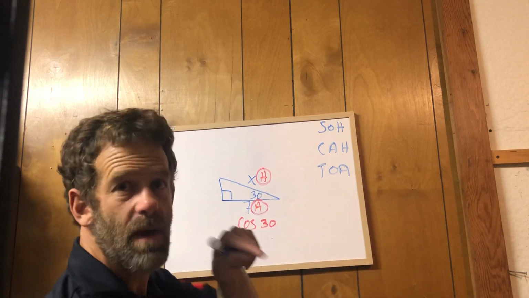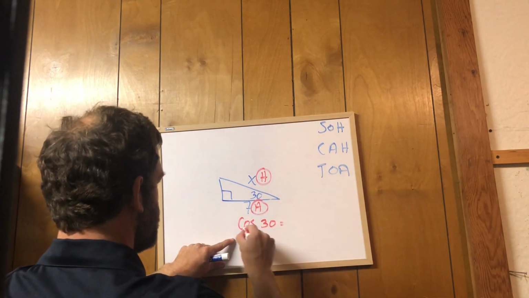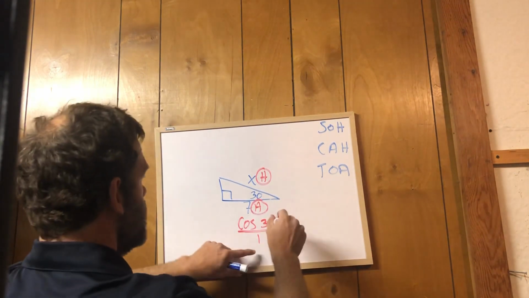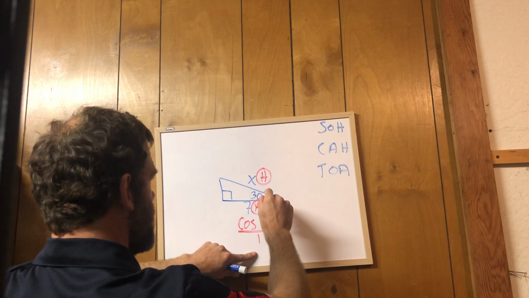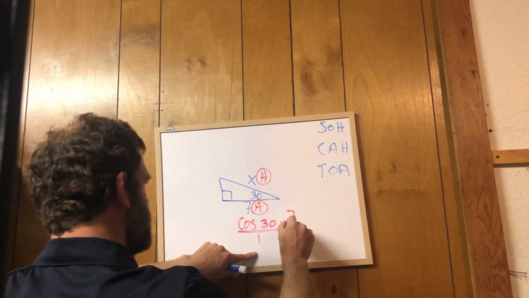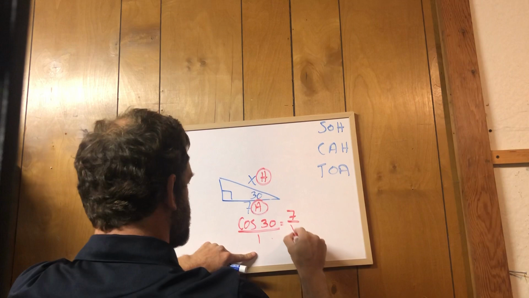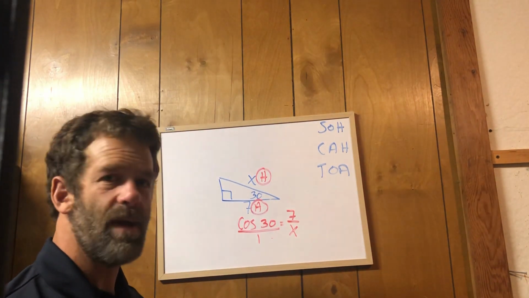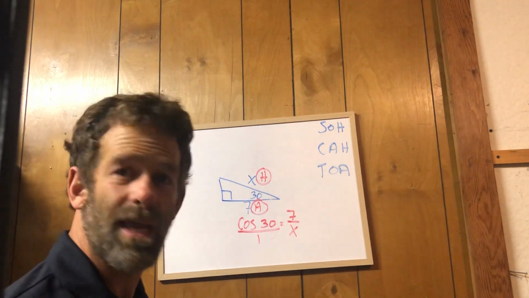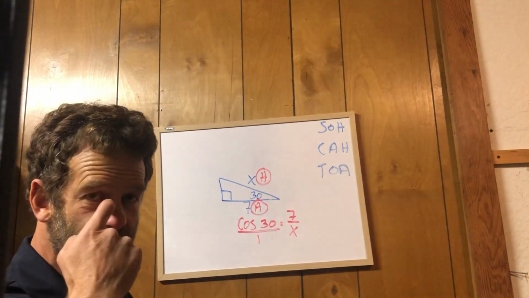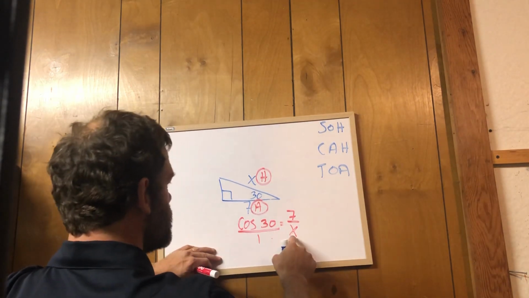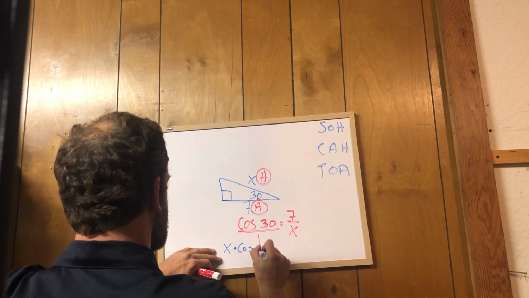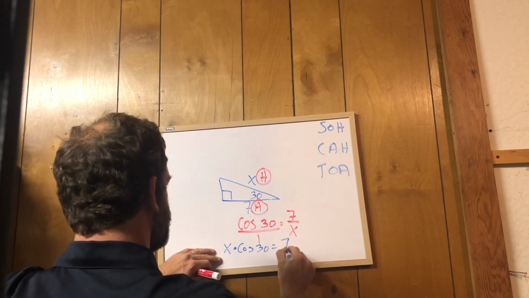Now I'm going to set up my proportion. Cosine 30, I'm going to put this over 1, because I know I have to cross multiply in a second. Cosine 30 equals adjacent, which is 7, over hypotenuse, which is X. All right, now this is my next step, I have to cross multiply. Don't do anything by calculator. All you're doing in your calculator is the very last step. So when I cross multiply, X times cosine 30 equals 7 times 1.